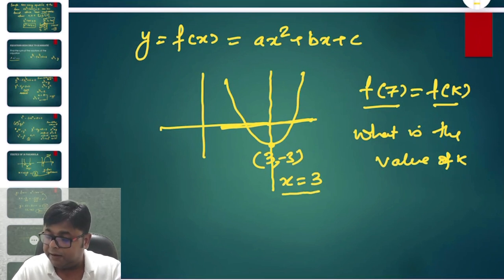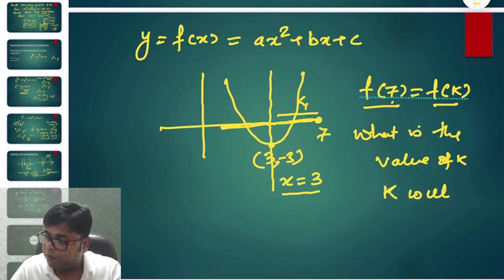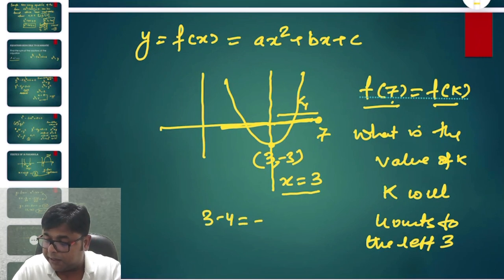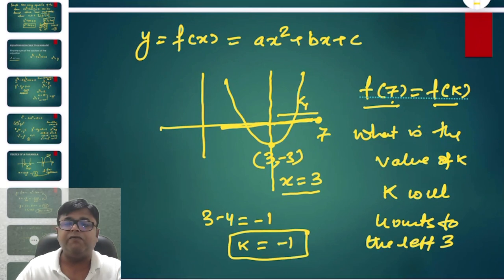Now if I look at 7, 7 is 4 units to the right of 3. So definitely k will be 4 units to the left of 3. 4 units to the left of 3 will give me 3 minus 4, which is minus 1. So k is minus 1. So I can solve such problems very easily through the line of symmetry.